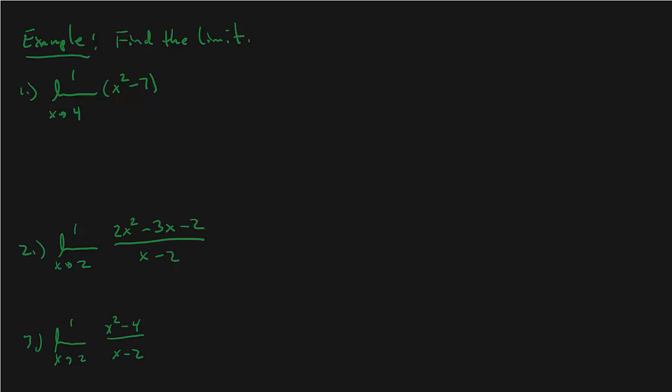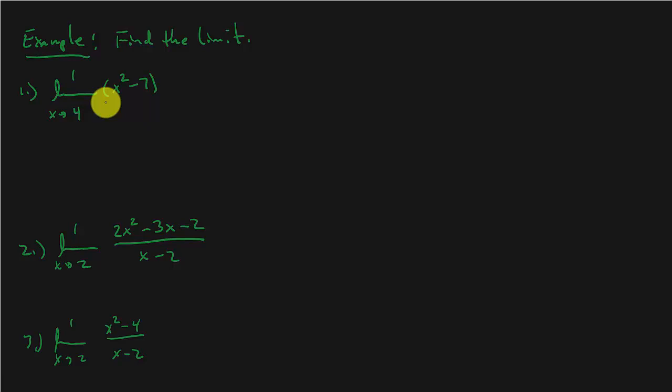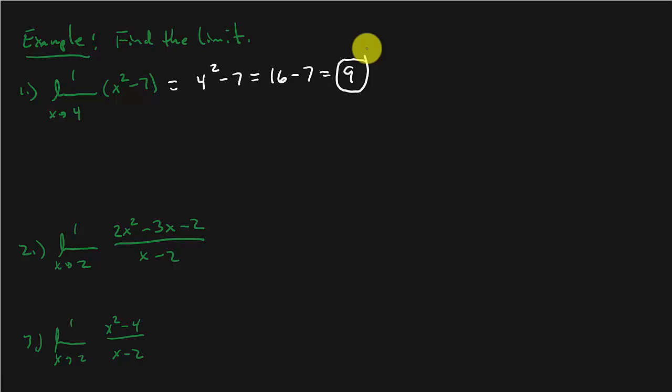The limit of x squared minus 7 as x approaches 4. Well, when you're doing limits, just plug the number in. Is that always going to work? No, but try it first. So we get 4 squared minus 7, which is 16 minus 7, which is 9. And there's your limit. That's the limit of the function.